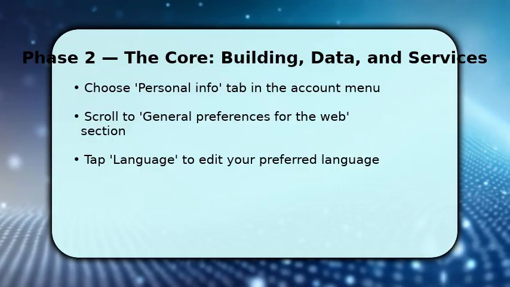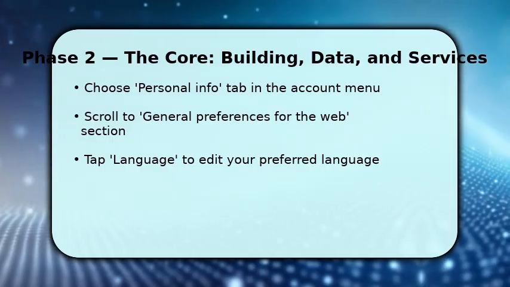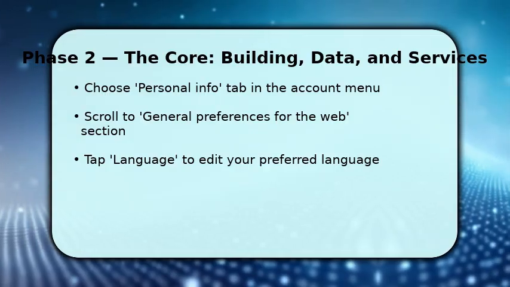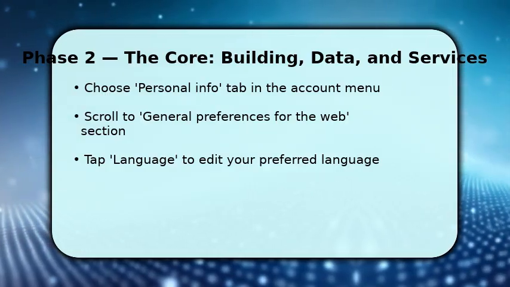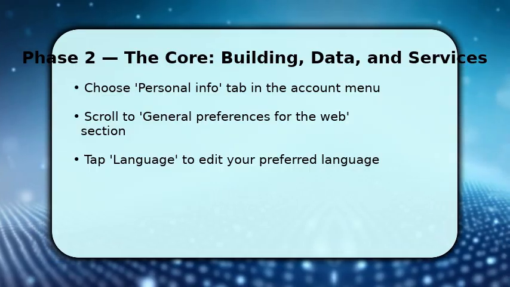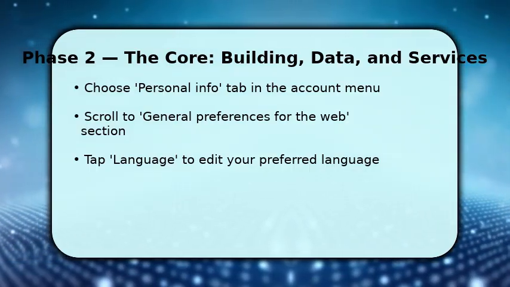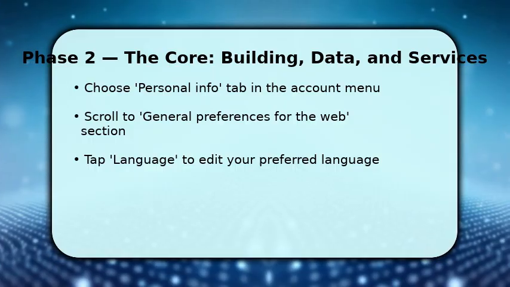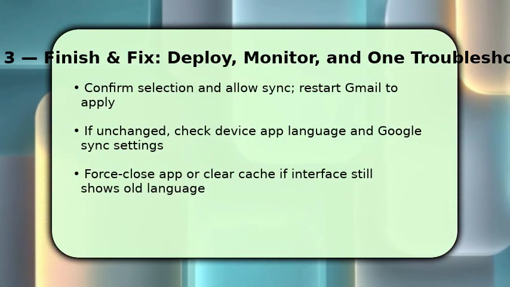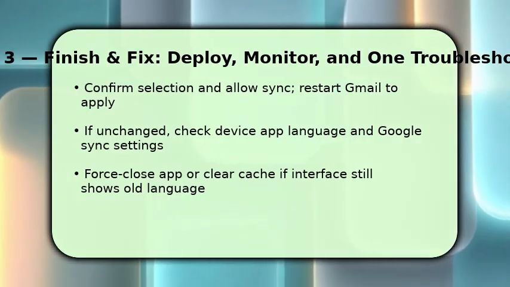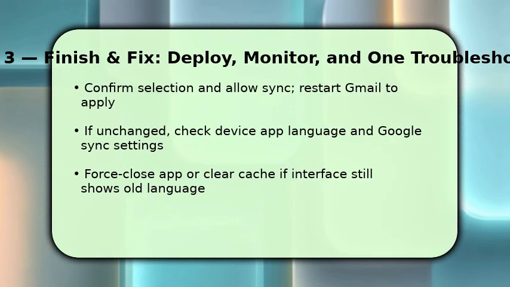You will see your current language and any linked options. Use the search field if you prefer a specific dialect or country variant. Select the language you want and confirm the choice. This change ensures Gmail's interface updates to match your preference across Android and iOS when synced. After selecting a new language, confirm and let Google sync the change. Then close and reopen Gmail to see the updated interface.